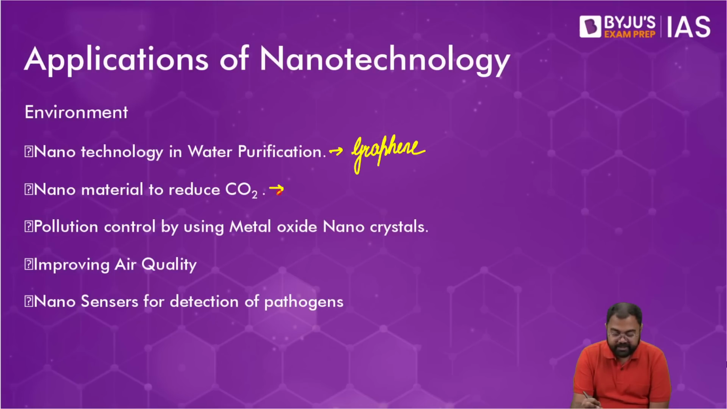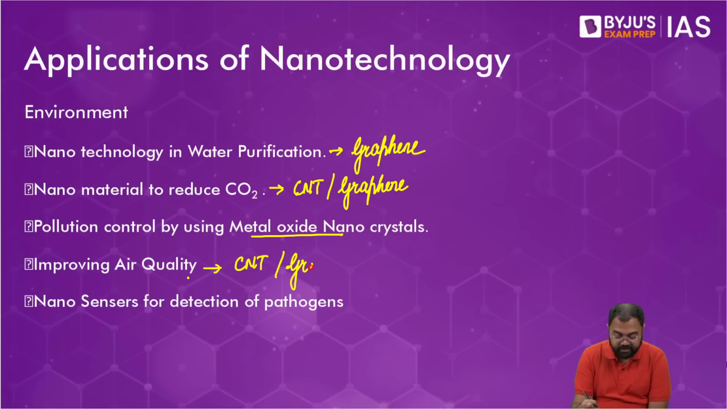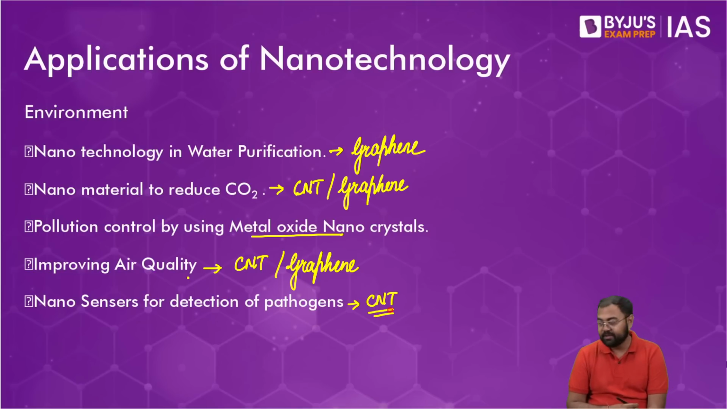In making nanomaterials to reduce carbon dioxide, we can use carbon nanotubes or graphene. Both can be used in these cases. Then after that, pollution control using metal oxide nanocrystals. Then improving the air quality, again, we can make the use of carbon nanotubes or graphene in this particular scenario. And then in making nanosensors for detection of pathogens. So here we see that again, especially in disease diagnosis, carbon nanotubes can become very, very crucial.